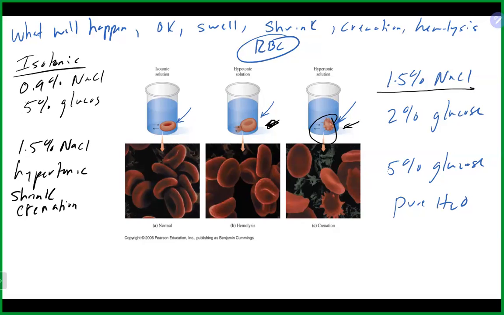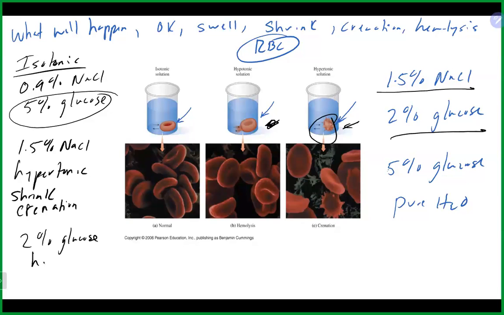Taking a look at the next one, which is 2% glucose. Comparing it to our 5%, 2 is less than 5, which means it's going to be hypotonic. So in this case, we're going to have this situation happening. Outside the cell is going to be less concentrated than inside the cell. That's going to cause everything to rush into the cell through osmosis to try to dilute it down. And we're going to start to see it swell and go through hemolysis and start to burst.